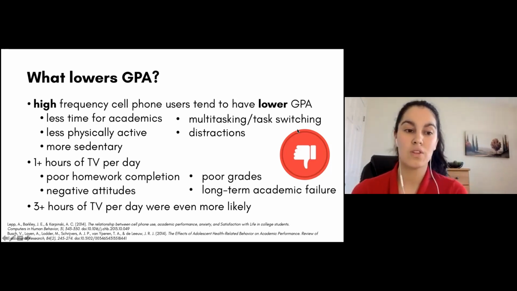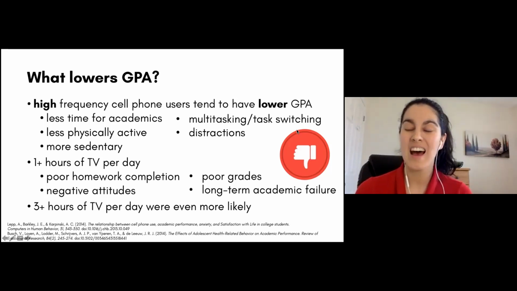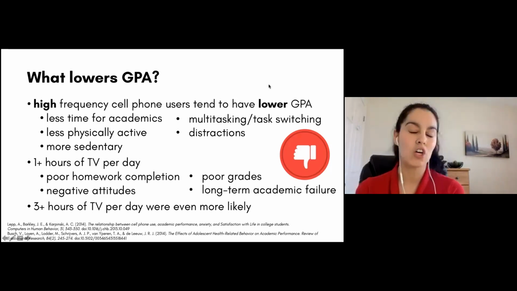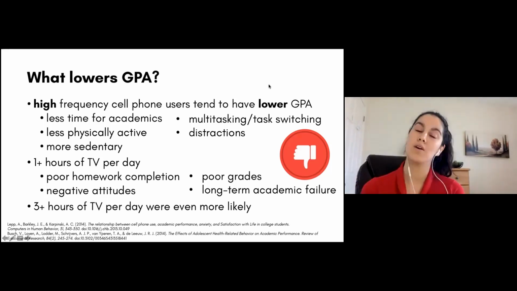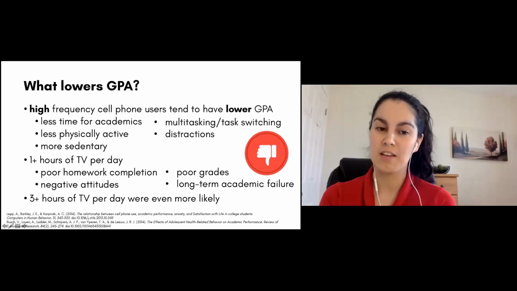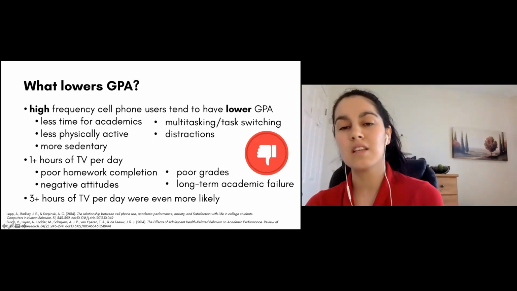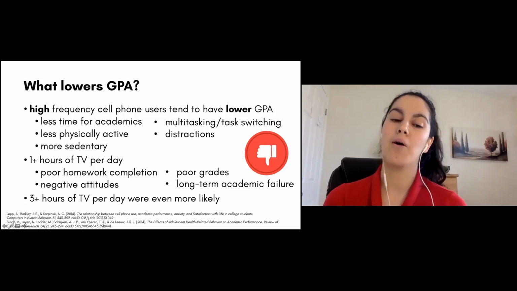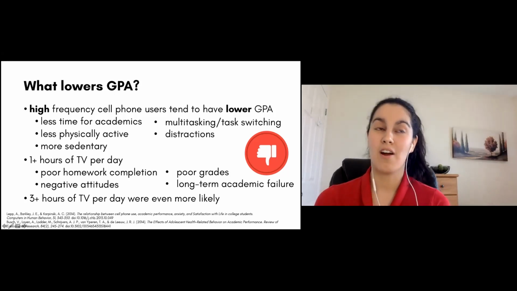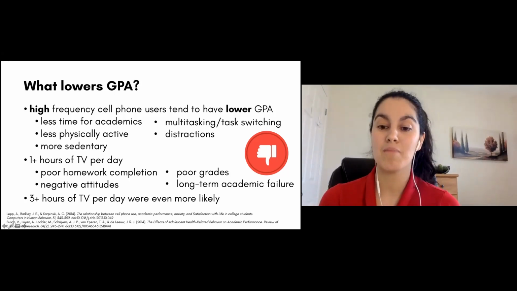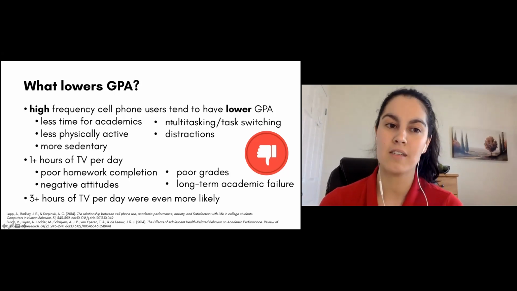There was also more uncovered in another study that showed that even just 1 or more hours of TV per day led to poor homework completion, negative attitudes about school, poor grades, and perhaps, in the end, long-term academic failure. This is recreational TV per day. And of course, 3 or more hours of TV per day would have an even greater risk to not only your academic achievement, but perhaps academic failure in the end.